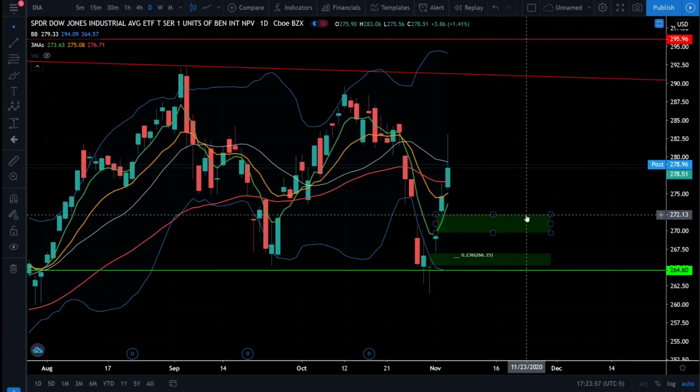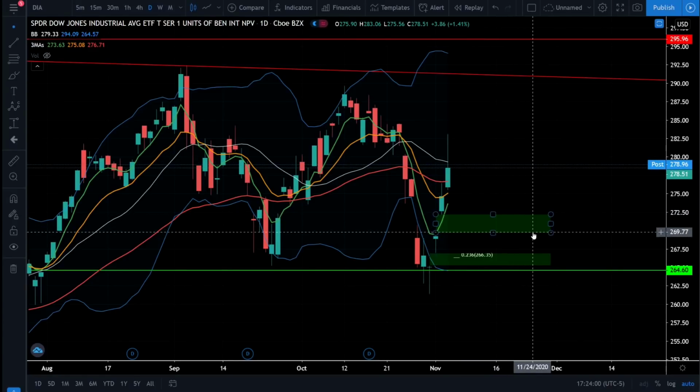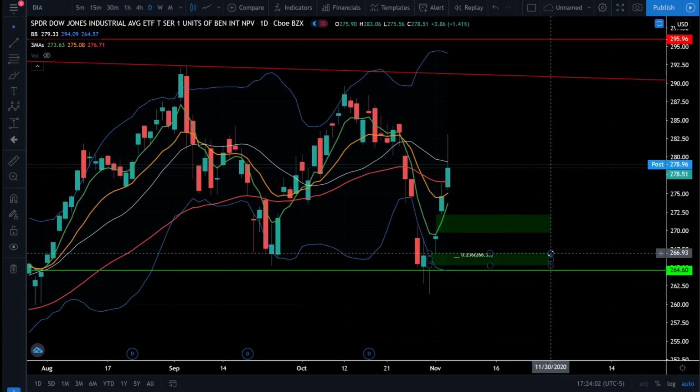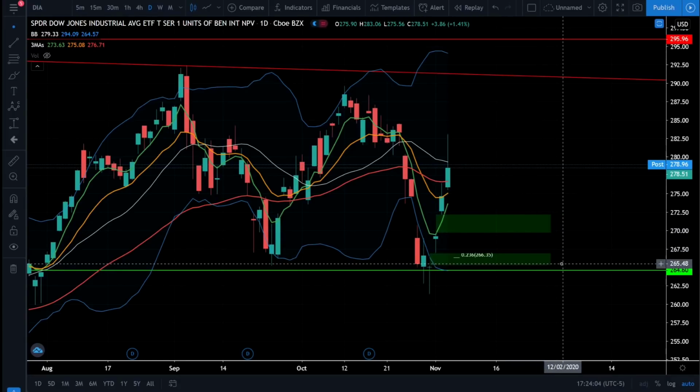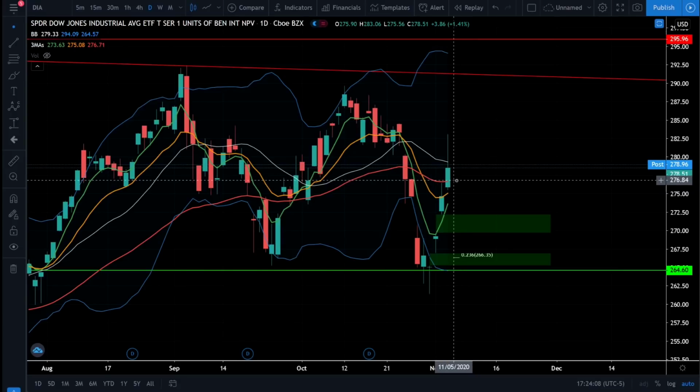Now the Dow has gaps that are open at 272 down to 269, and another gap down at 267, which will close at 265. So the Dow has some bullish price action, and the trend is still short-term bearish, but it's looking like it could be reversing soon and start heading to the bull side.